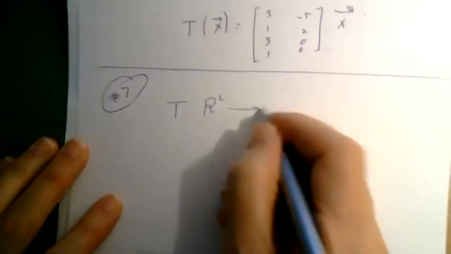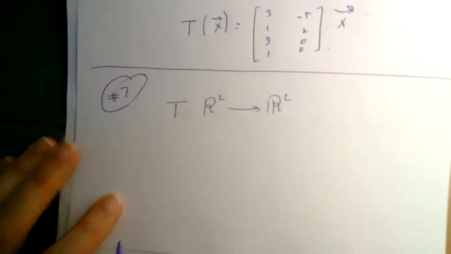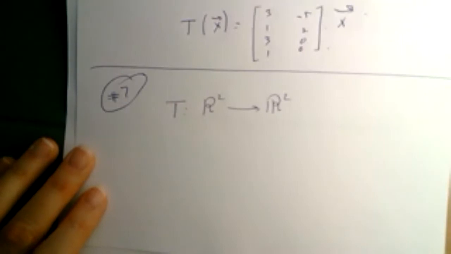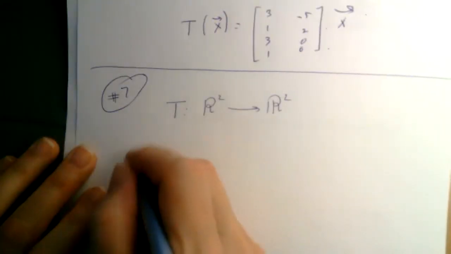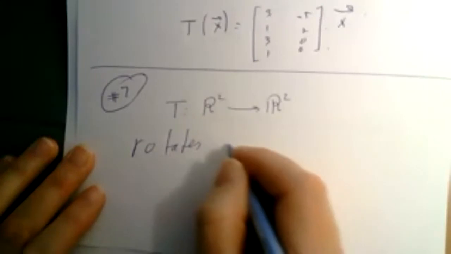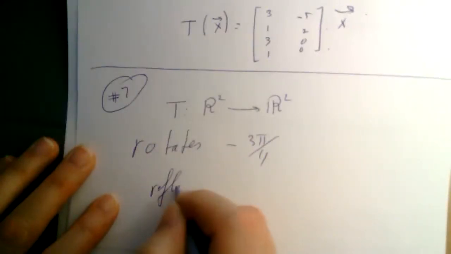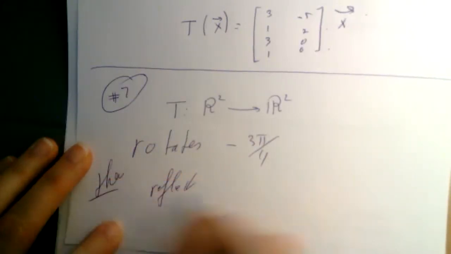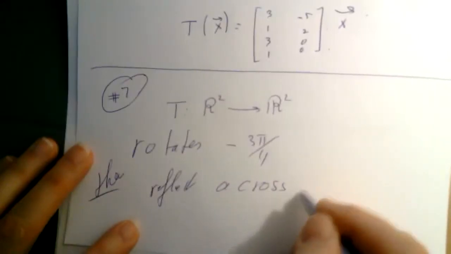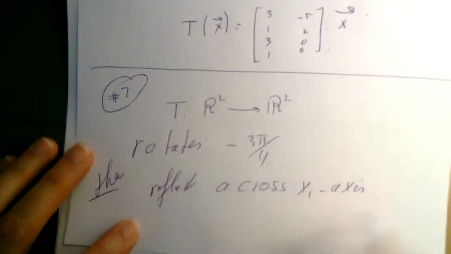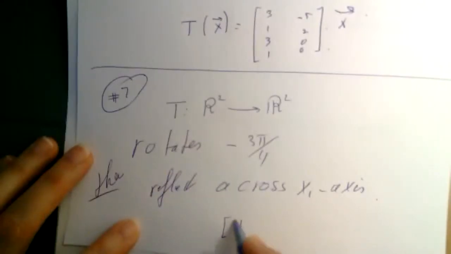I have T from R2 to R2, and it does the following. It rotates through minus 3 pi over 4, and then reflects across the x1 axis. And the question is, find the standard matrix of T. Right, we're going to look at that and then we proceed.